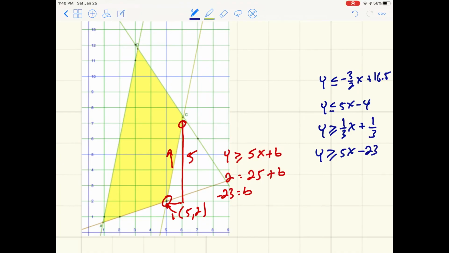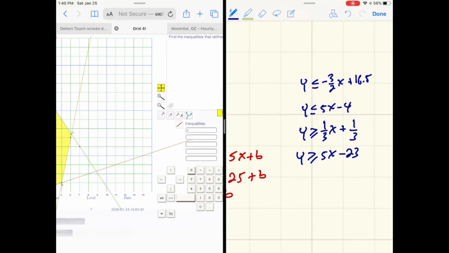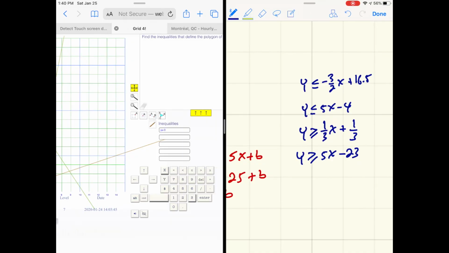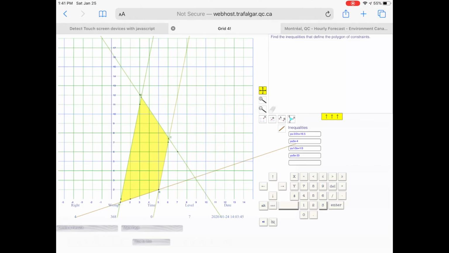There's our 4 equations. Let's put those in. Y is less than or equal to negative 3 over 2x plus 16.5. The next one is y is less than or equal to 5x minus 4. The next one, y is greater than or equal to 1/3 x plus 1/3. Y is greater than or equal to 5x minus 23, and then press enter.